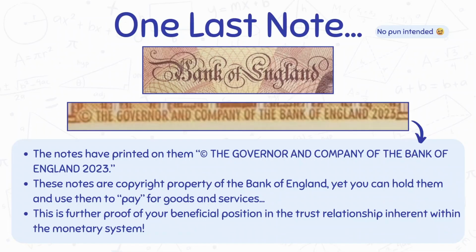Well, isn't it interesting then that the notes themselves say very clearly on the top, Bank of England, and on the bottom in small print they have the copyright sign followed by the governor and company of the Bank of England followed by the year of printing. We can see then that these notes are property of the Bank of England, yet you're the one that can hold them and use them to pay for goods and services.